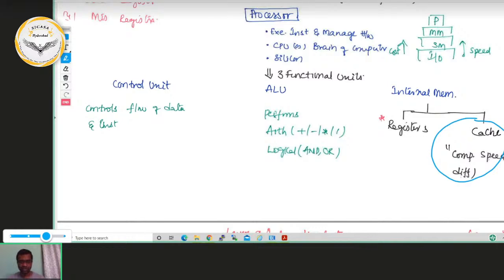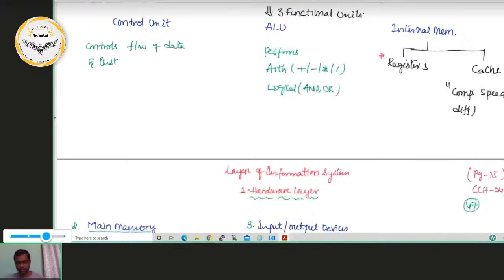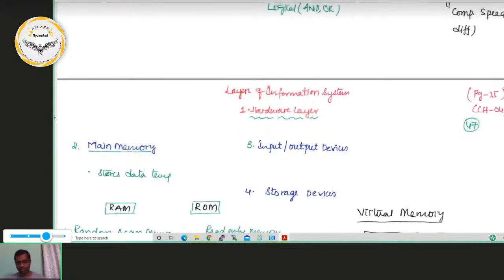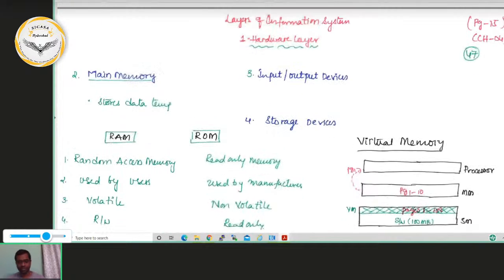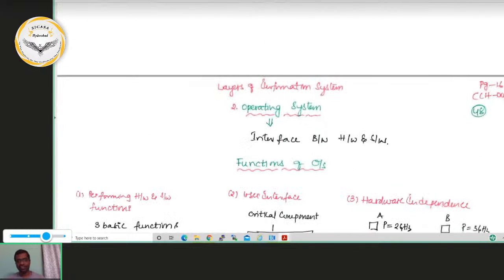So this is about hardware. In hardware, this is about the processor. Now the other things, which we have already completed, main memory, input output devices, storage devices, etc., I'm leaving. So the next layer is operating systems.